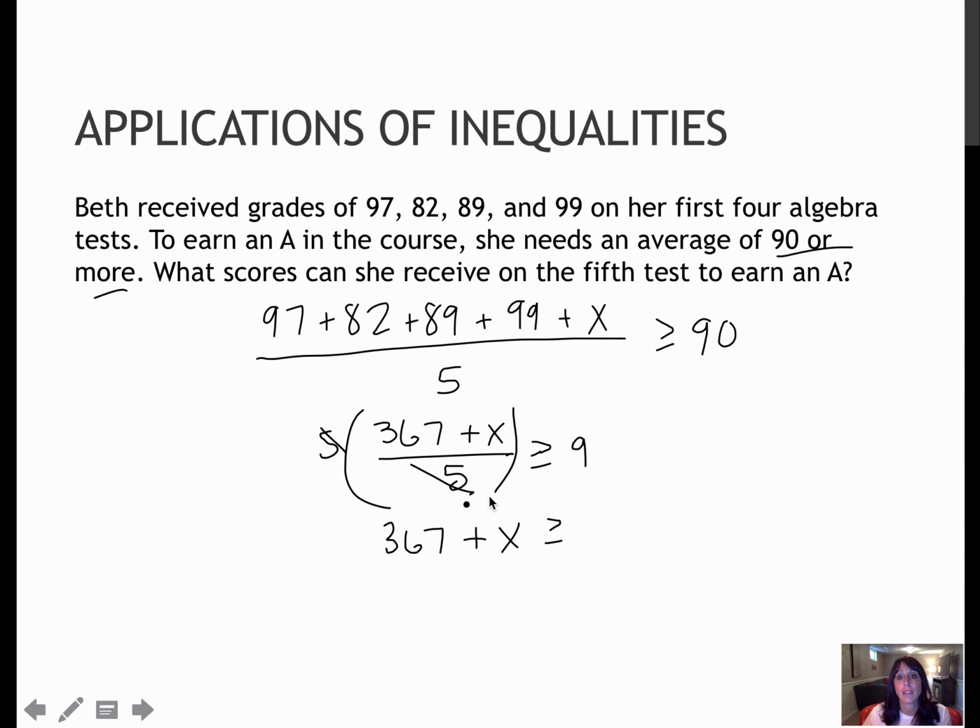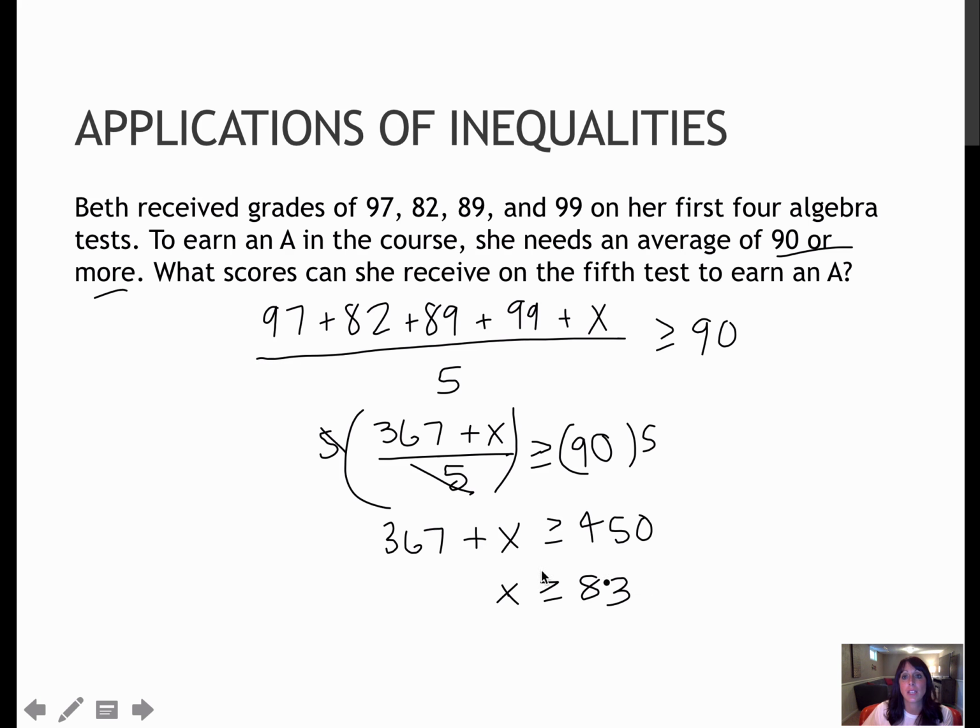On the right side, whoops, I forgot my 0. If I take 5 times 90, I get 450. So now 367 plus whatever my last score is has to be greater than or equal to 450. If I subtract 367, I end up with 83. Now the question says, what scores can she receive on the 5th test? If she got an 83, she gets her A, but she could also get a 90 or a 94 or a 97, anything that's greater than or equal to 83.